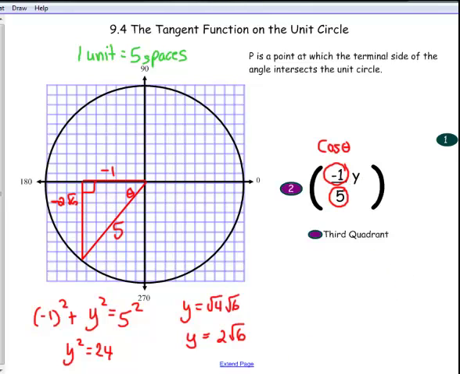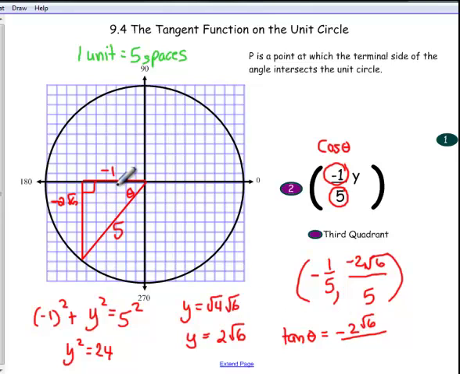Okay, so now can I figure out what my y value is if I had to write it in this point here? I know my cosine is -1 over 5. So what's my sine? My sine is my opposite over my hypotenuse. And if I had to find my tangent, the tangent of this angle is my opposite over my adjacent. So that would be positive 2 radical 6.